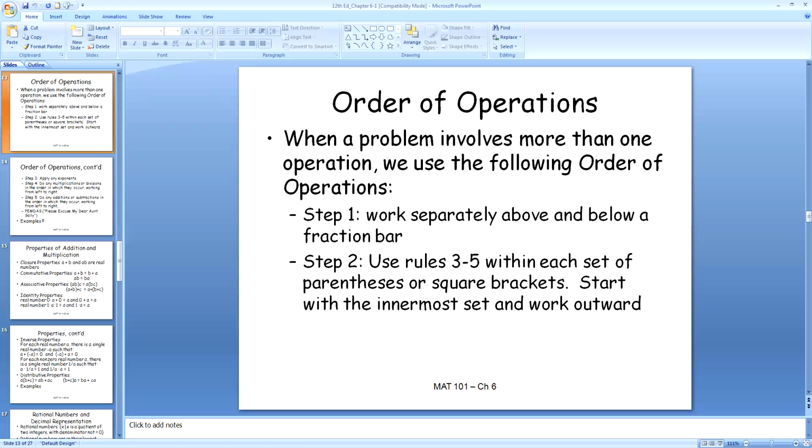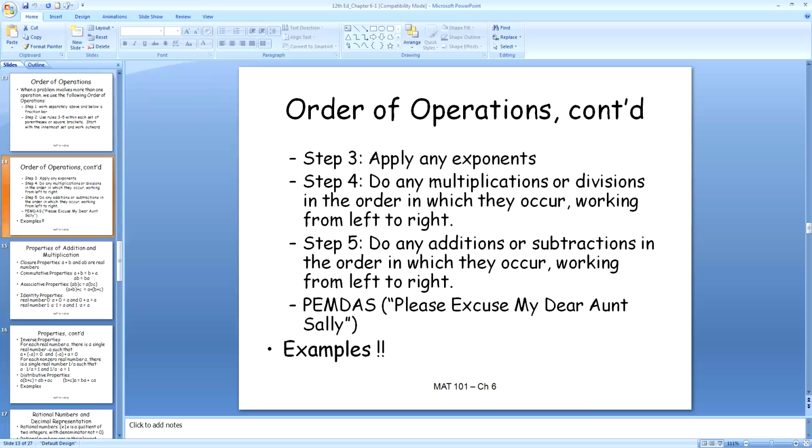We're going to go through all of the steps, and then we're going to do some examples. This third step is to apply any exponents that there are. In other words, are there squares or cubes that numbers have to be multiplied against? Do any multiplications or divisions in the order that they occur in, working from left to right, and do any additions or subtractions in the order in which they occur, also working from left to right.